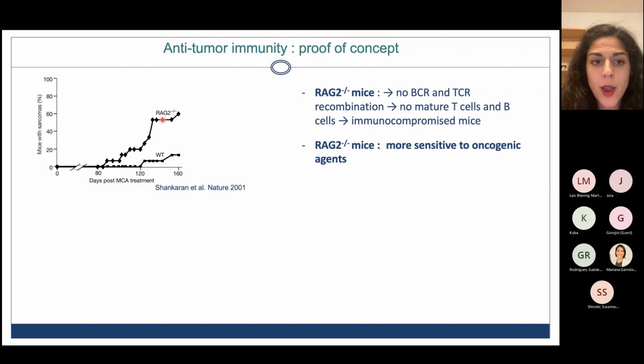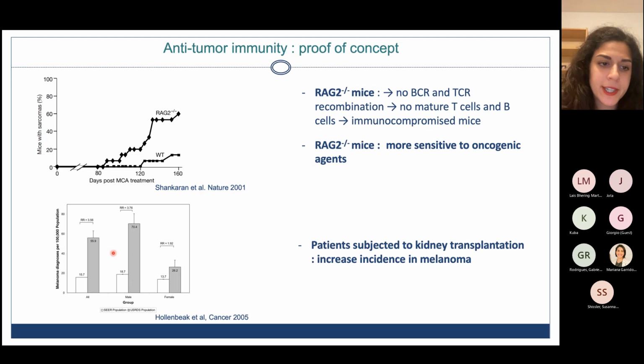So what are these RAG2 knockout mice? These mice don't have the RAG2 gene. So basically, they will have no mature T cells and no mature B cells, meaning that they will not have effective adaptive immunity. So they will be immunocompromised. And so you see that these mice that are immunocompromised are much more sensitive to oncogenic agents in comparison to the control mice.